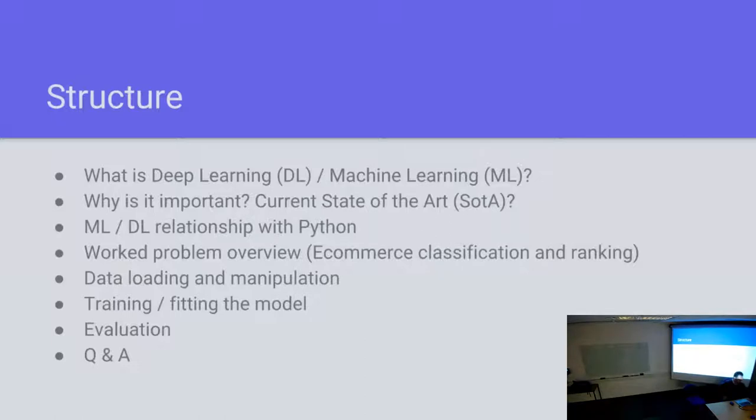Okay, so before I can explain deep learning, I'll need to explain what machine learning is, because they're closely related. Then I've got some examples to show you of current state of the art. Not in my domain, but I think it's interesting to see what other researchers are achieving in lots of different ways. Then we'll segue into Python. So why is it that Python is probably the dominant programming language as far as deep learning goes? And more than likely ML as well, to be honest. And then I'll get into the work problem overview. I've got screenshots to show you, and then we'll actually go and run the code.